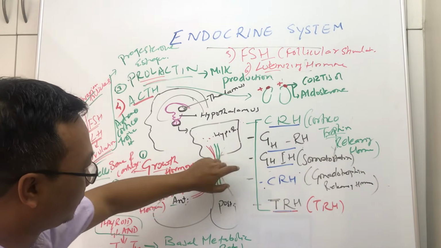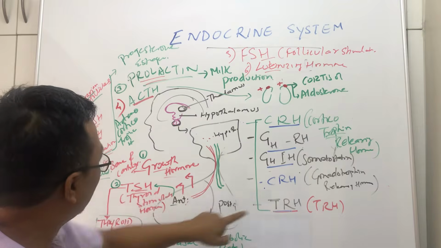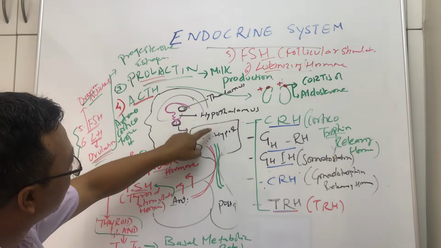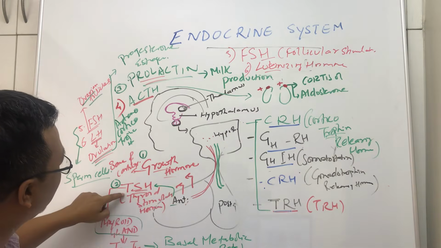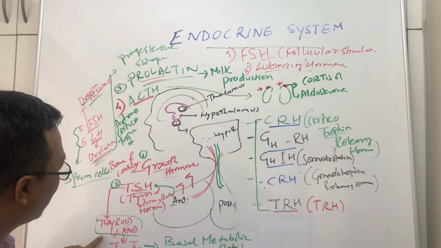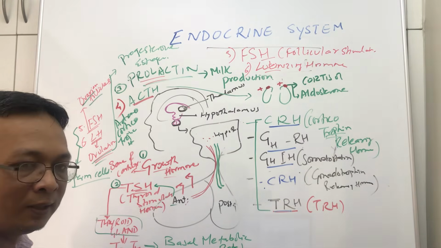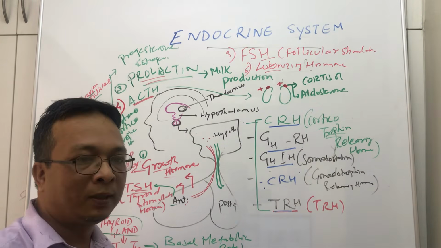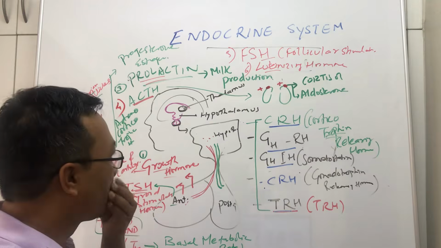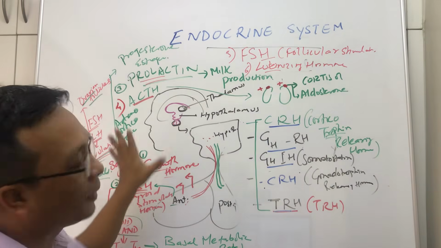We'll discuss that thing. So thyroid releasing hormone is released by the hypothalamus. It will travel to the anterior pituitary gland. Then TSH will be released. It will go to the thyroid gland and stimulate the release of T3 and T4. As a result, the basal metabolic rate, the thyroid gland can do the functions. Okay. So this is the overview of endocrine system.